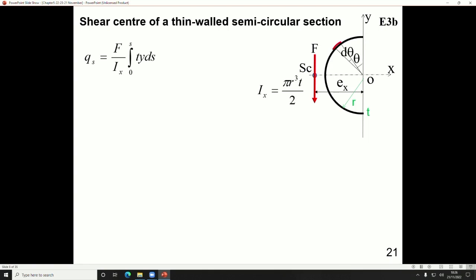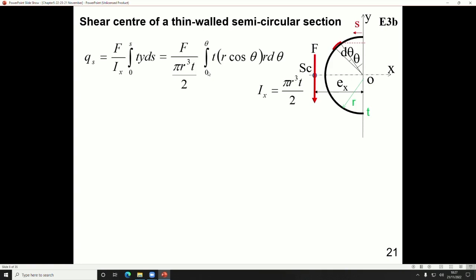Say I take a tiny element with a central angle of d theta, located at an angle theta from the y-axis, which is the origin of this polar coordinate we're going to use. Then the y coordinate of this element is equal to r cosine theta. ds, this small red element, is equal to r d theta. So ds equals r d theta, y equals r cosine theta, and t is constant. So F divided by pi r cubed t over 2, multiplied by r cosine theta, which is y, times t, times ds, which is r d theta.